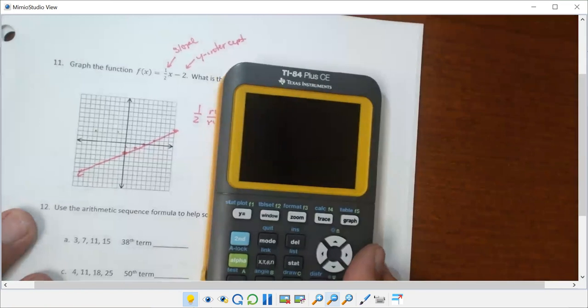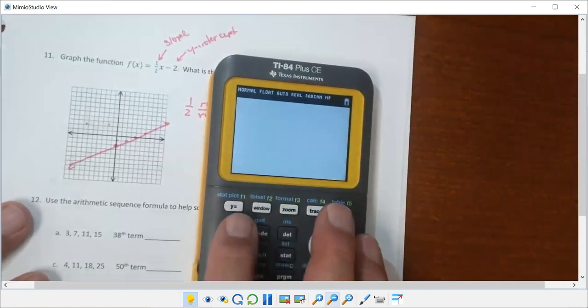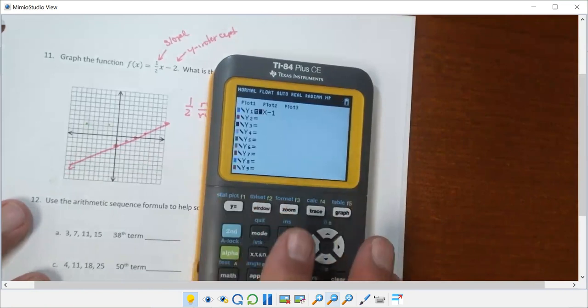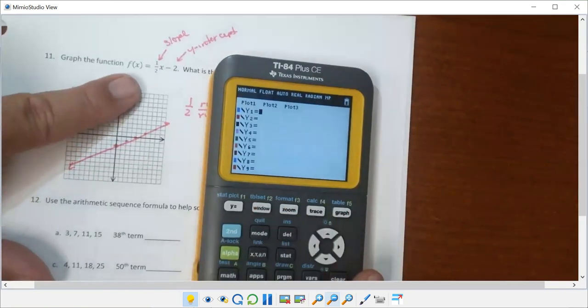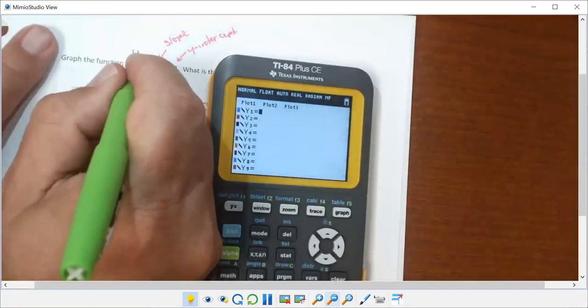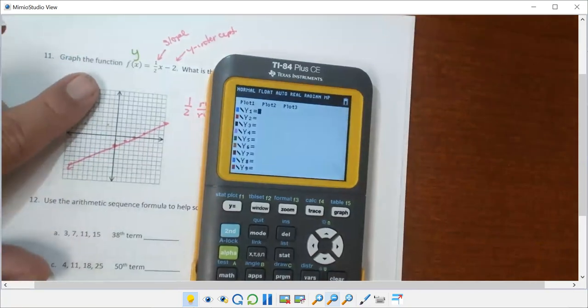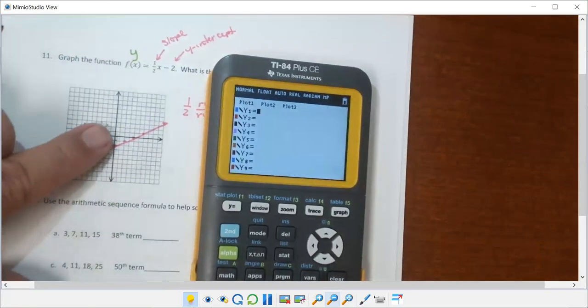All right, so I'm going to turn my calculator on. We want to hit the y = button right here. All right, and I'm going to clear this. And we're going to put this equation. Now, remember, f of x is y. That's the same thing right there. Again, if you know how to do this in Desmos, you can do the exact same thing in Desmos. I'm just using a calculator. So I'm going to put 1 divided by 2. That's 1/2 right there.